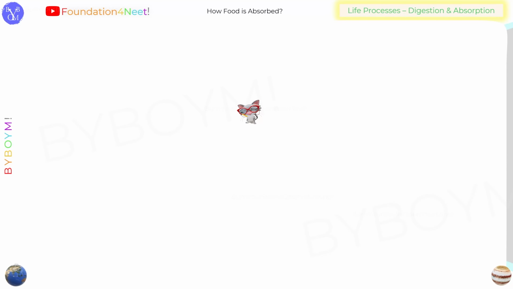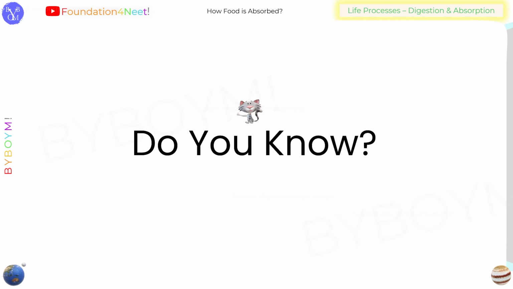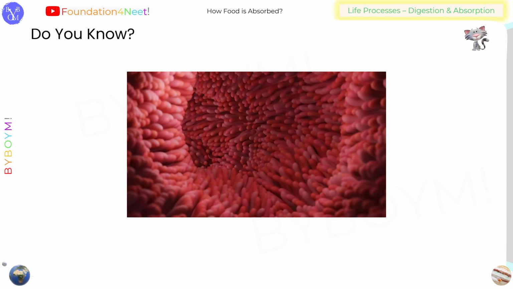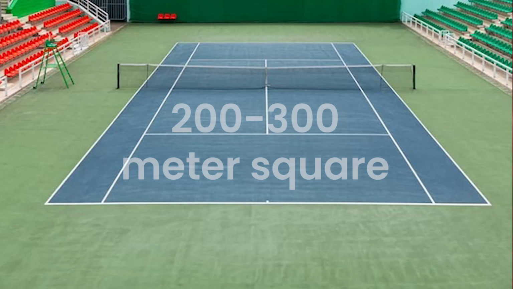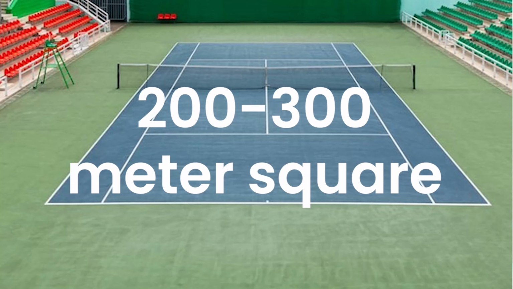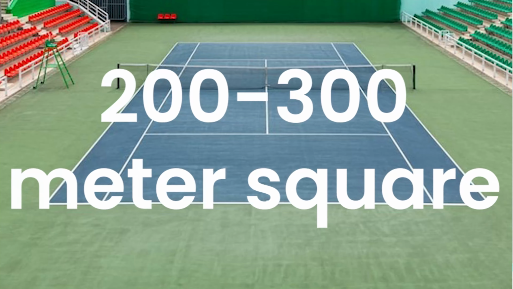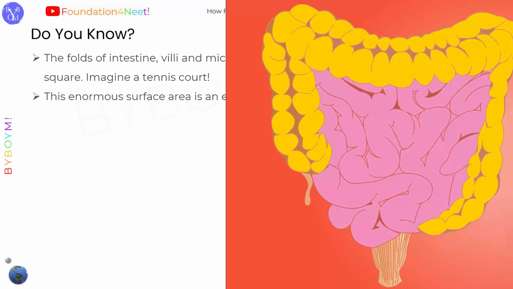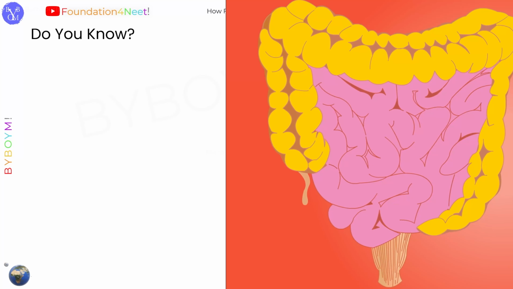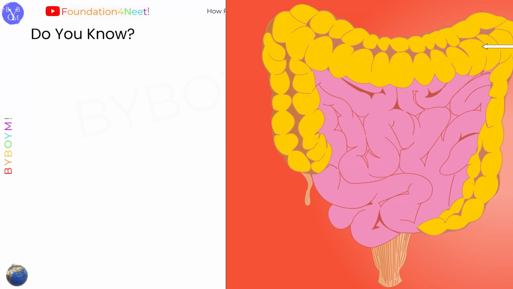This brings us to our next segment, Do You Know? The first point in Do You Know is that the folds of the intestine, villi and microvilli together have a surface area of 200 to 300 square meters. Imagine a tennis court. This enormous surface area is an example of evolutionary adaptation. And the last point is it takes around 12 to 24 hours for food material to travel the entire length of your colon.